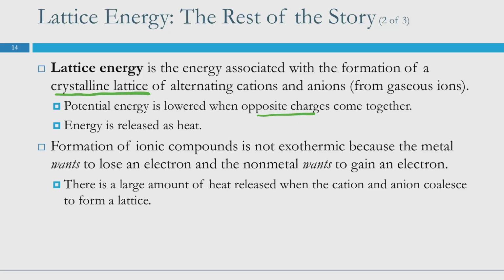So it's not just that they are exothermic, this second point. The formation of ionic compounds isn't exothermic because of the metal wanting to lose an electron and the nonmetal wanting to gain an electron. It's exothermic because when the cation and anion coalesce to form a lattice, it is very stable.